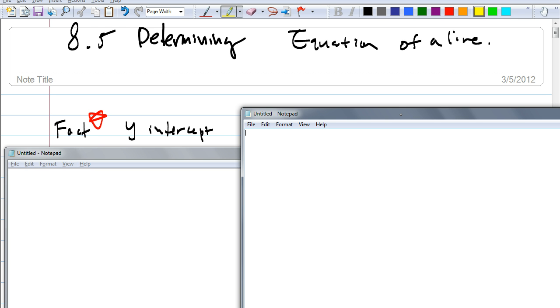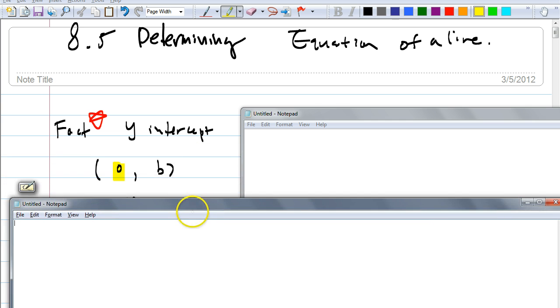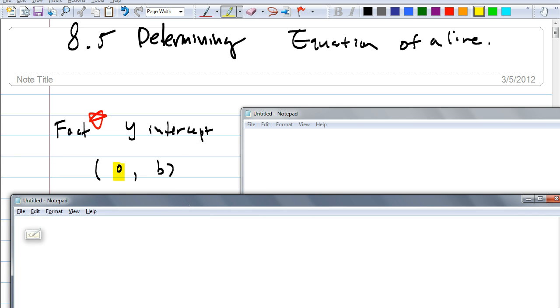What do you think? 0, y? Yeah. We use which letter for the y-intercept? b. So the ordered pair is always going to look like that's correct. So write this down, guys. It's always going to be 0, comma, some number b, and we use that letter b for the y-intercept. You guys remember this? This is important to understand. We talked about this before.